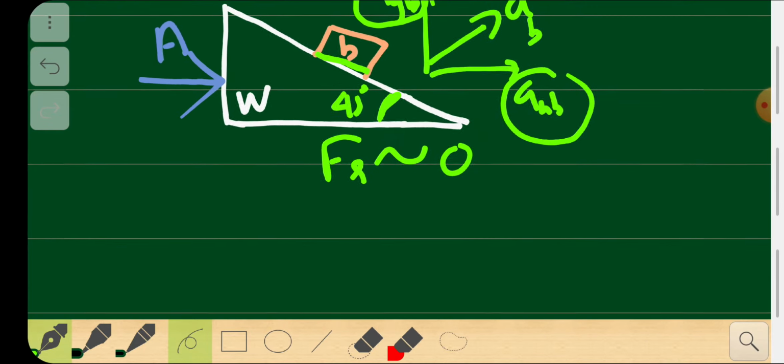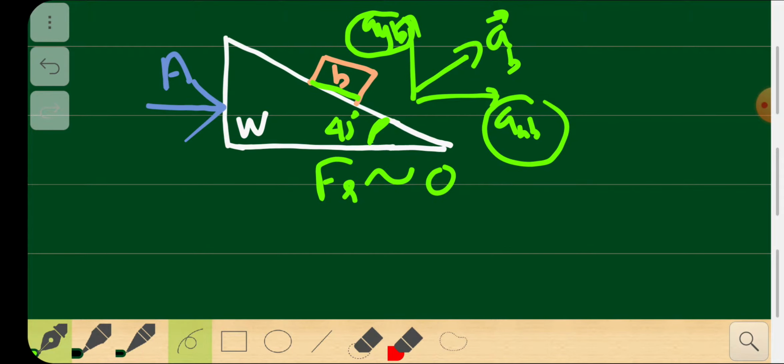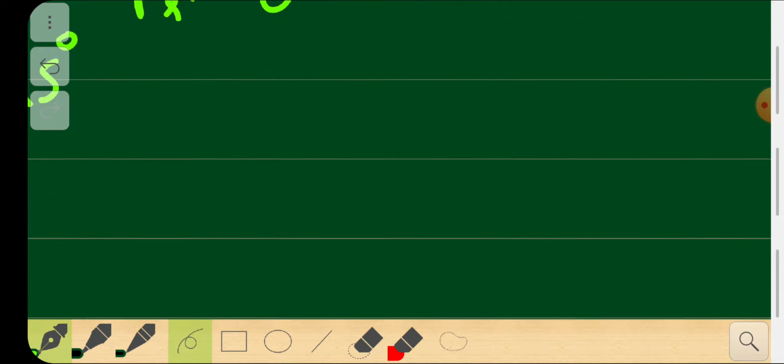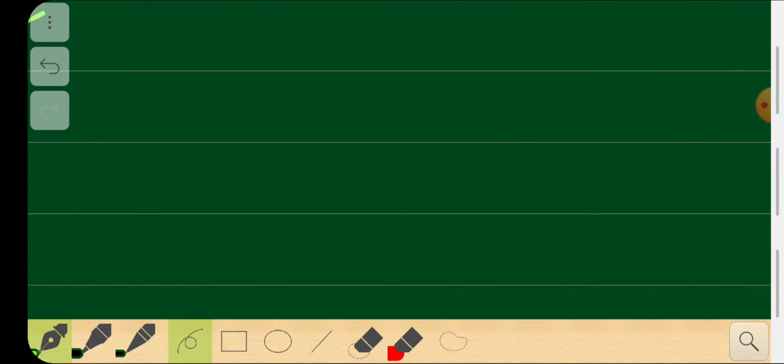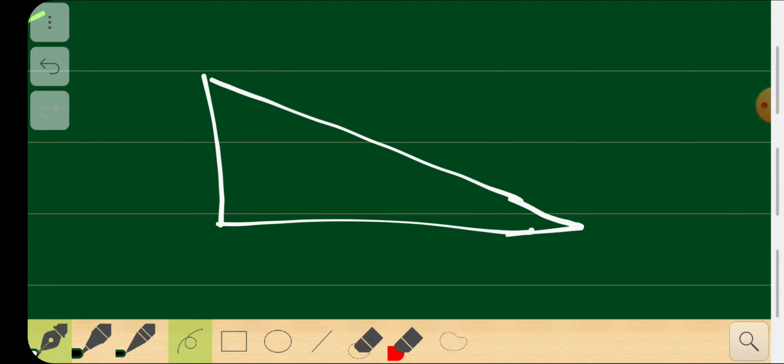Now to solve this problem, all the information I have is the acceleration I'm giving and the angle, which is 45 degrees, and maybe the dimensions of the length and the distance and all that. So what I can do now is make sense out of this information. For that, I'm going to redraw the same wedge with 45 degrees. This doesn't look like 45, but it is 45 degrees.